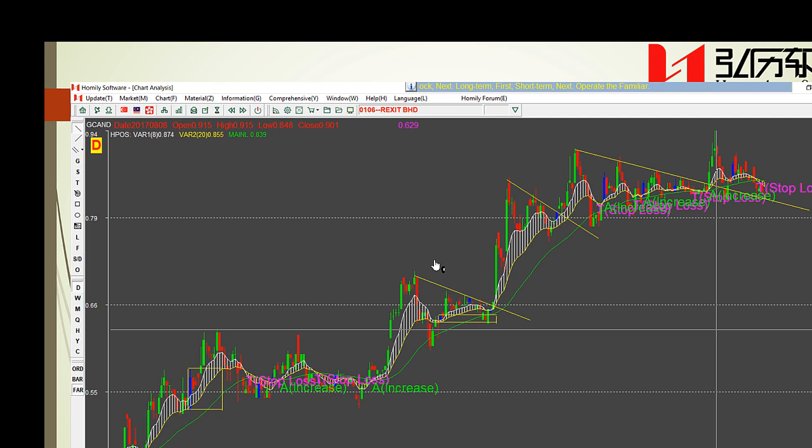But we should still combine this with resistance. We should draw a resistance line, or we can use the CD, the chips distribution, to know where the next resistance is. And here we can see it cannot break out the highest resistance.